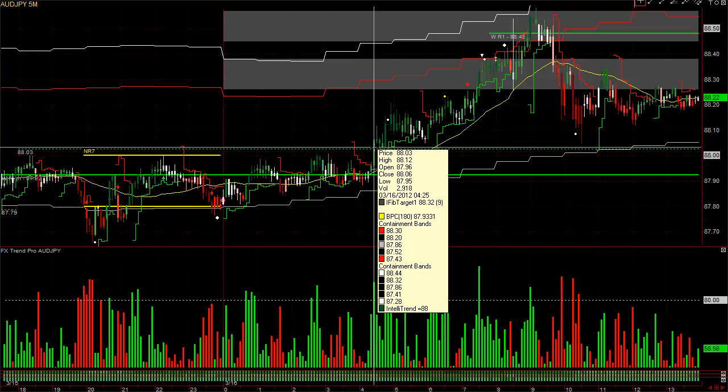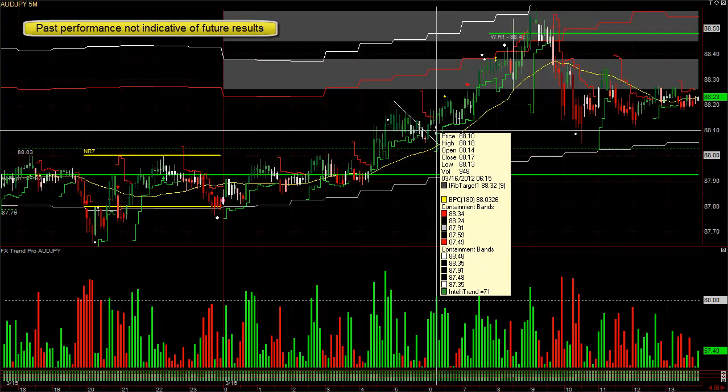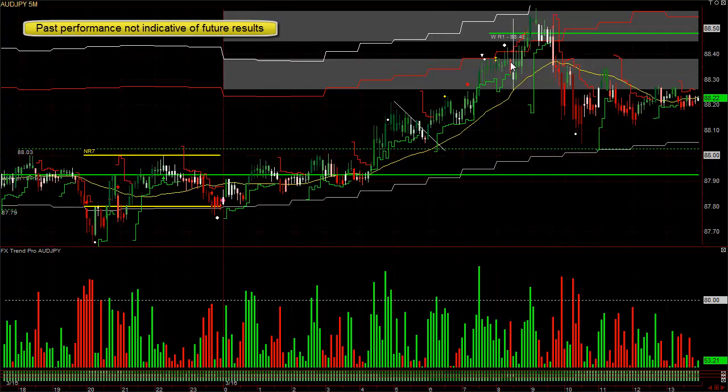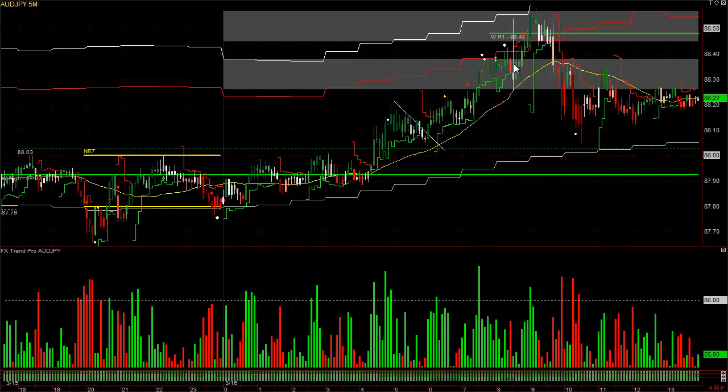So I probably would have bought right here, got out with the trailing stop, got hit. Unfortunately, I had to jump right back in within 10 minutes. In the second trade, it went from around 10, and I would have probably exited somewhere up here when it went sideways out around 36. So it went up 26 pips.